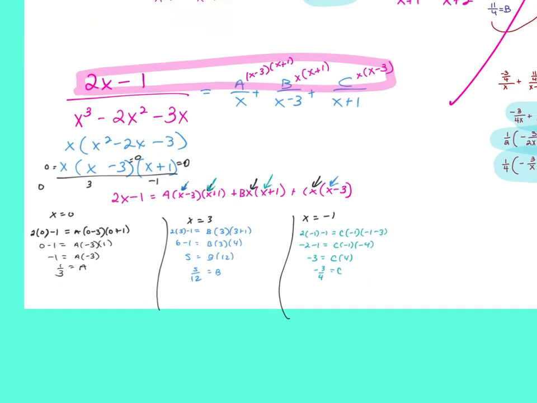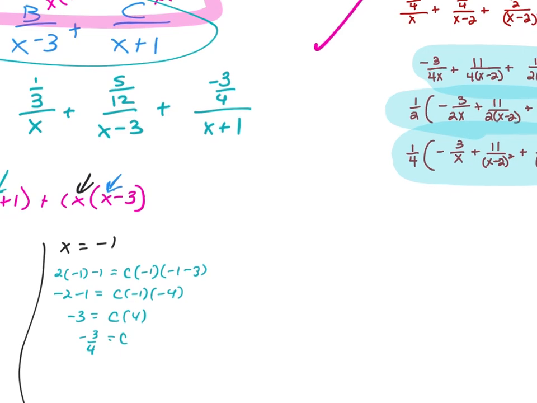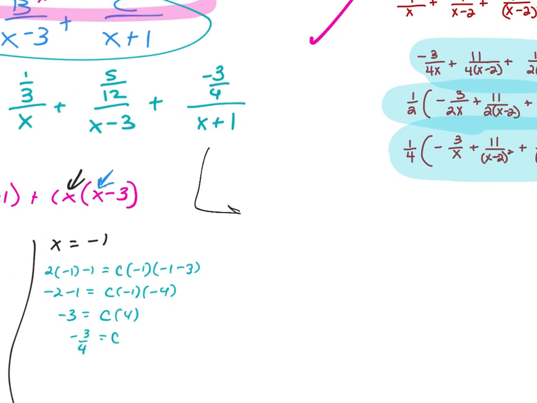And then I plug them all back into my original fractions. So a is 1/3, b is 5/12, c is negative 3/4, and we cannot, I repeat, cannot leave the fractions in the numerator. So I get 1 over 3 times x, plus 5 over 12 times x minus 3, minus 3 over 4 times x plus 1.